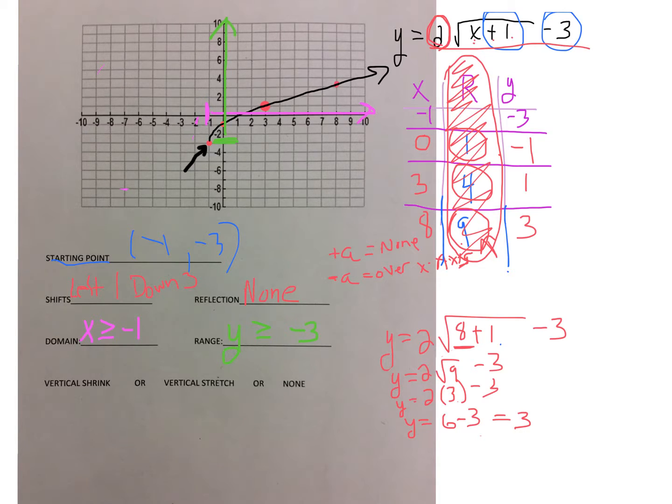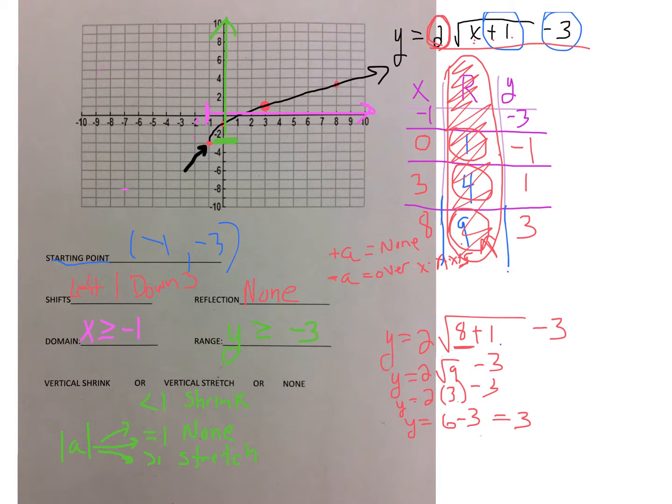Okay? Now our last step, we have to determine shrink, stretch, or neither. Now remember, this comes down to the absolute value of a. Now there's 3 things that happen. If it is less than 1, then it is a shrink. If the absolute value of a is equal to 1, then it is none. And if it is greater than 1, it is a stretch.